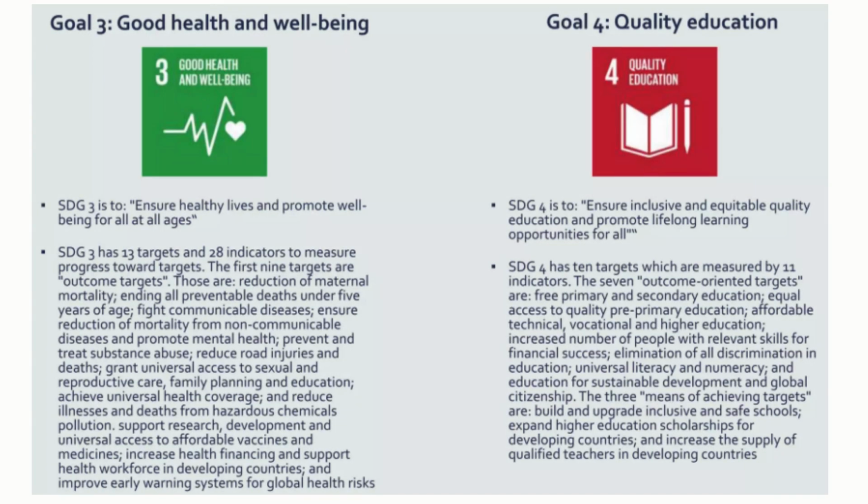Let's now have goal number 3, good health and well-being. SDG 3 is to ensure healthy lives and promote well-being for all at all ages. SDG 3 has 13 targets and 28 indicators to measure progress toward targets. The first 9 targets are outcome targets.